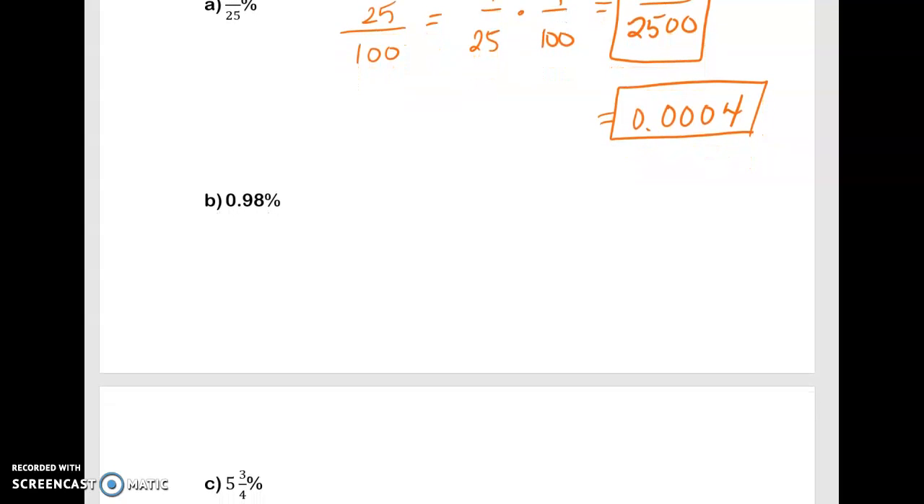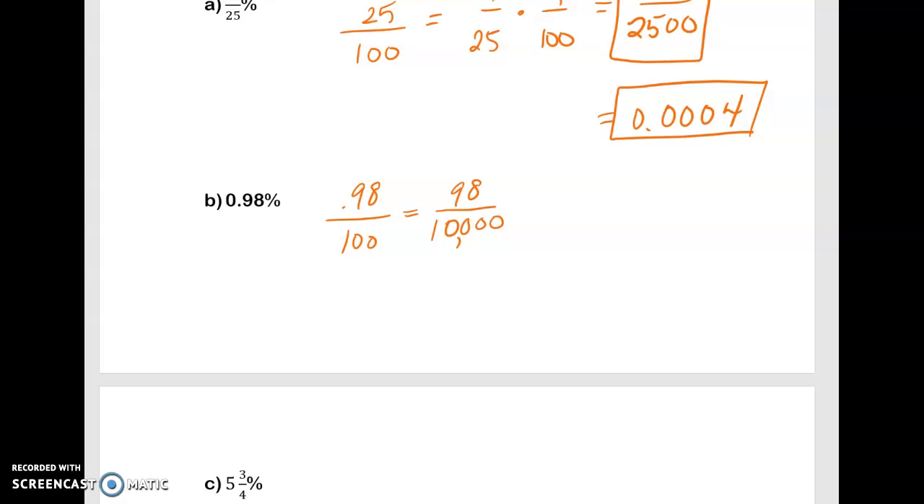For part B, same thing. I would write, well, 0.98% would be 0.98 over 100. Let's just do it differently. Let's make 0.98 into 98. If we multiply the top by 100, I'm going to multiply the bottom, the denominator, by 100, and I would get 10,000. So 98 10,000ths is the same as 0.98 100ths.